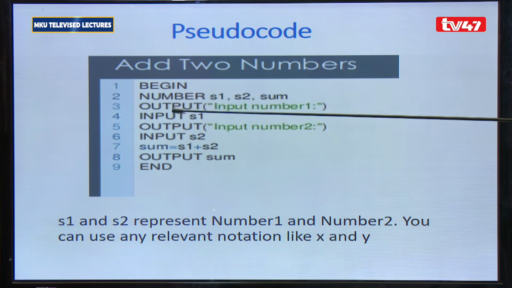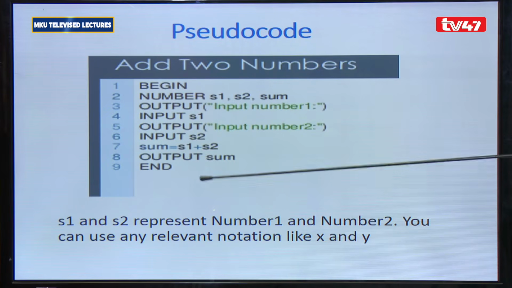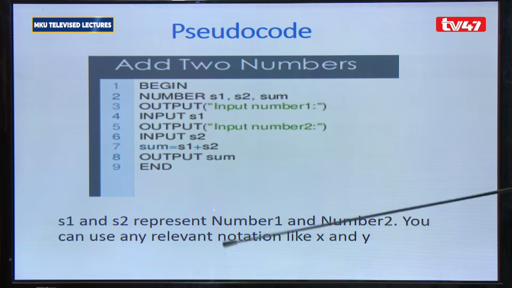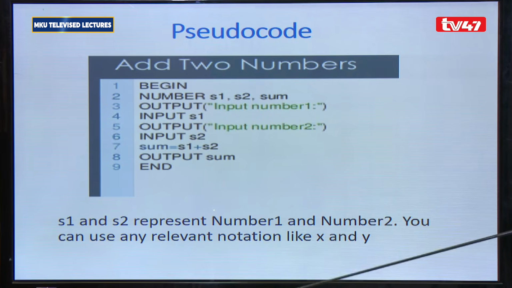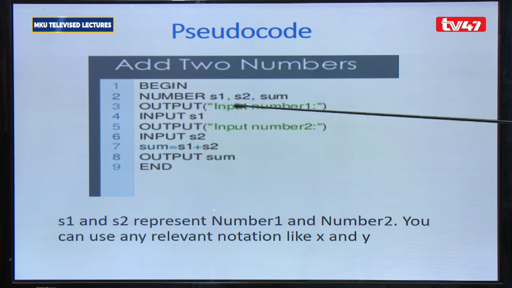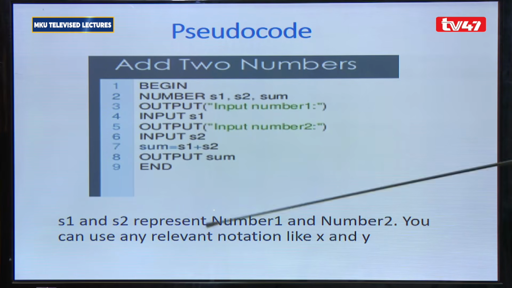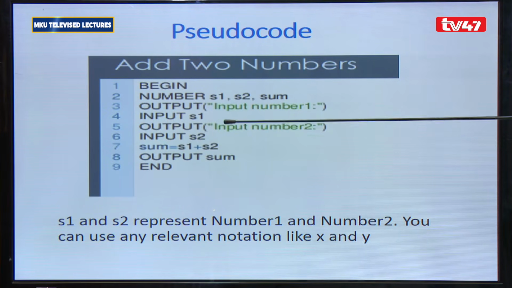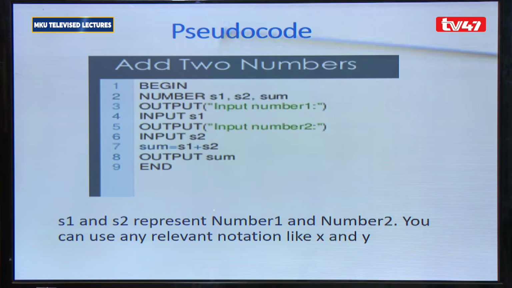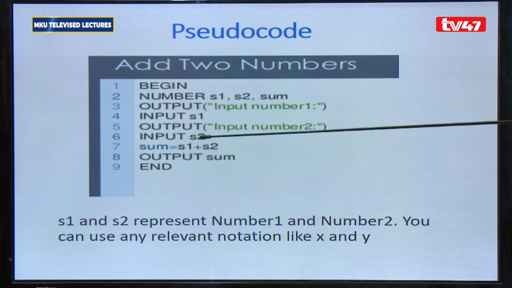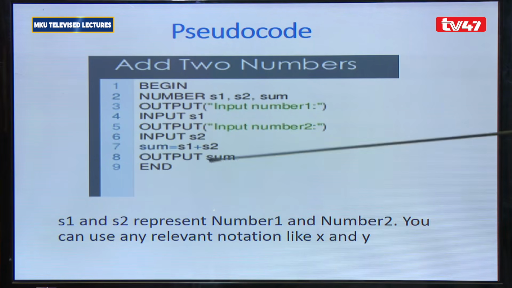We can tell the user, or we can say output input number 1, so that maybe users can understand that we need an output that tells users to key in number 1, that is S1. Then we can also say input number 2 as an output. Then we put number 2, S2. We process using the formula. Then we give an output, nothing else.